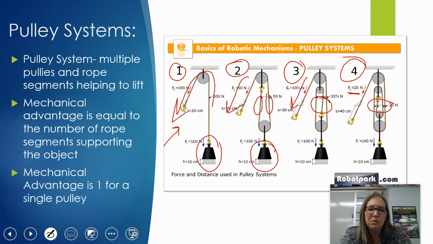said. A single pulley, once again, just a mechanical advantage of 1, okay? All right.